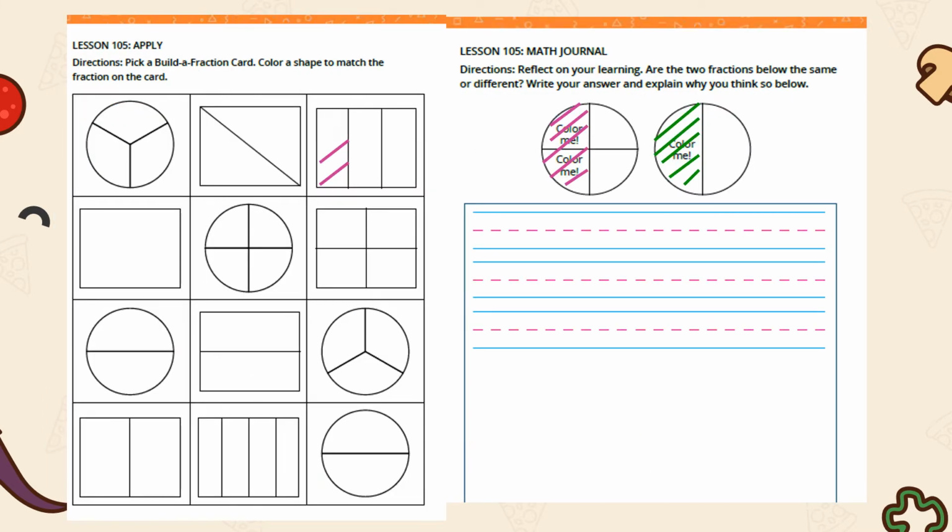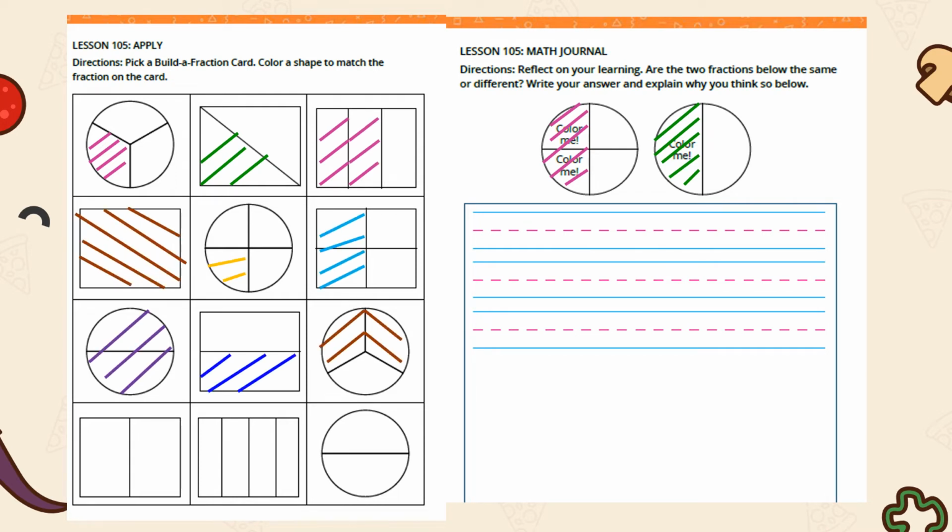Lesson 105. Pick a card to color a shape to match the fraction on the card. So I have a card now. I have the fraction 1/3. So we are going to color 1/3, just one part. Next card is 1/2. So we are going to color one part. Next card, 2/3. So we are going to color two parts. Then you can complete with your friend.